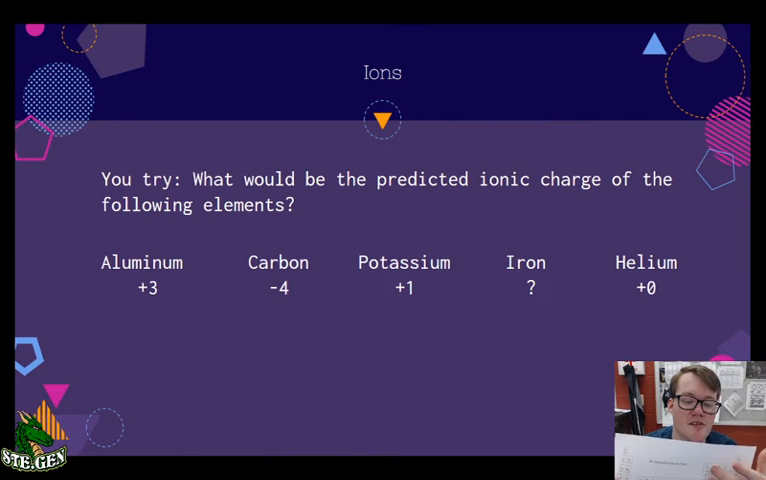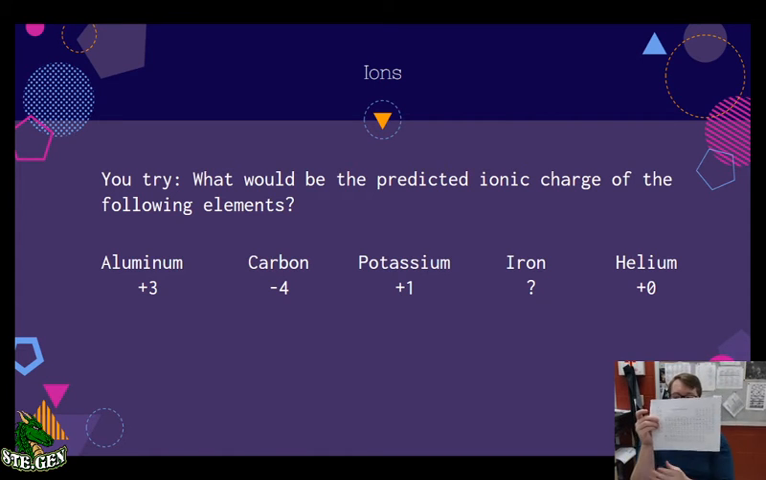Carbon is on the other side of the staircase. It's a non-metal, so it needs to gain 1, 2, 3, 4 electrons, so that's a -4 charge. Potassium is a metal because it's on this side of the staircase, so potassium is going to want to lose 1 electron to be like argon up here. Helium is a noble gas, so it doesn't want to do anything.